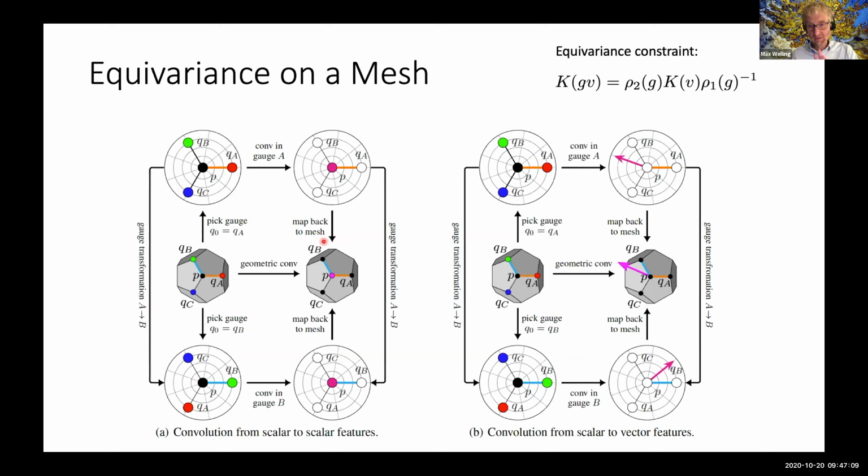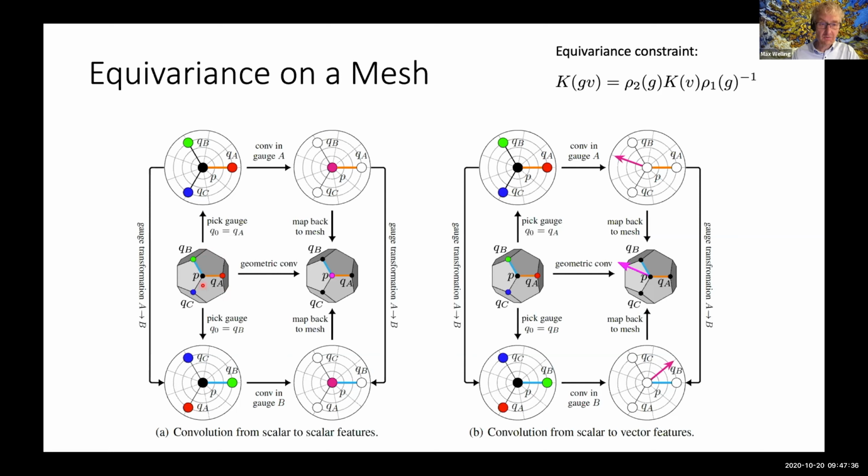So this is basically the explanation of equivariance on a mesh, this kind of gauge equivariance that we defined in the continuous space before. Now we're looking at that on a discretized mesh, where things are slightly easier to explain, I think, although still challenging. So here is your object.